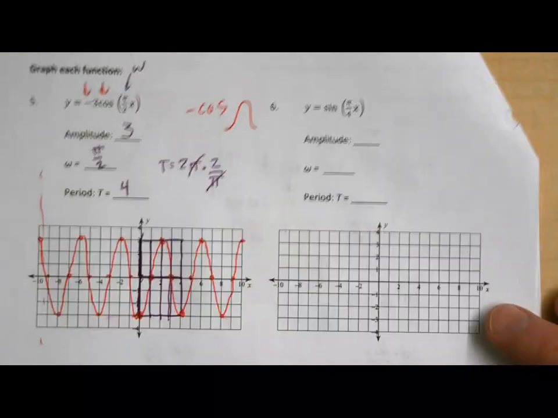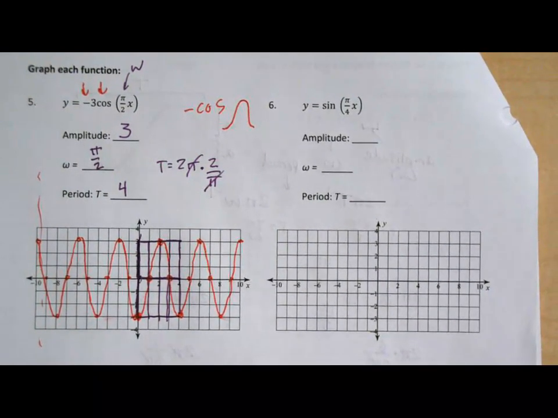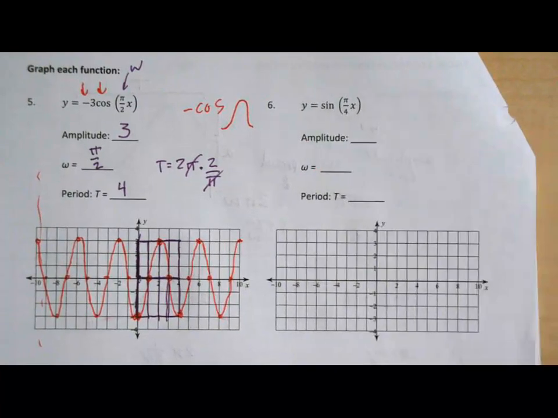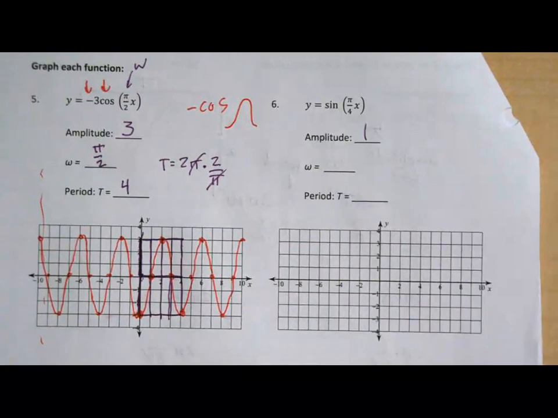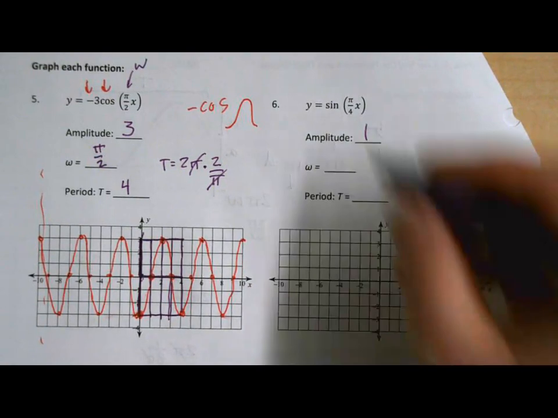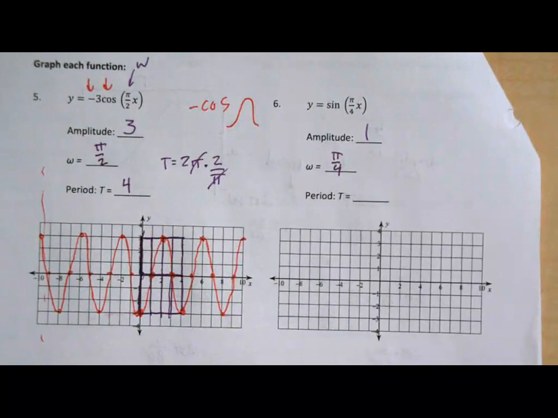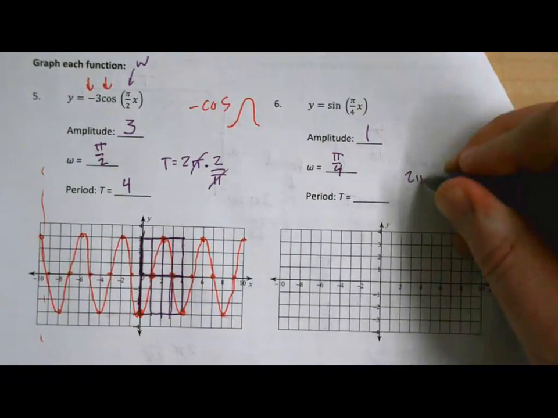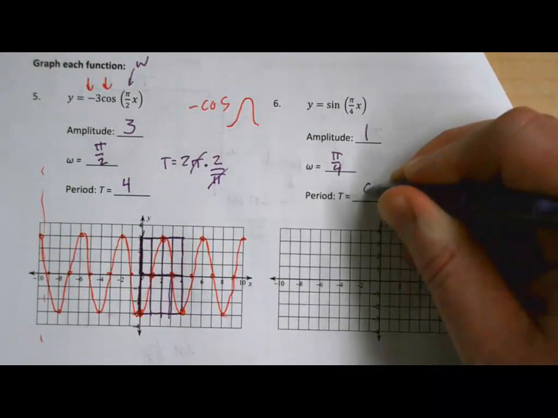Let's do another one. We're going to have to keep moving here, folks. Amplitude. Oh, there's no number in front of this thing. Oh, that's all right. What do you think our amplitude is? 1. It's not going to be a very tall box when we draw this. We're only going to go up and down by 1. Omega, we can see directly from the equation. It's pi over 4. And then the period is going to be 2 pi times the reciprocal of that. Comes out to be 8.